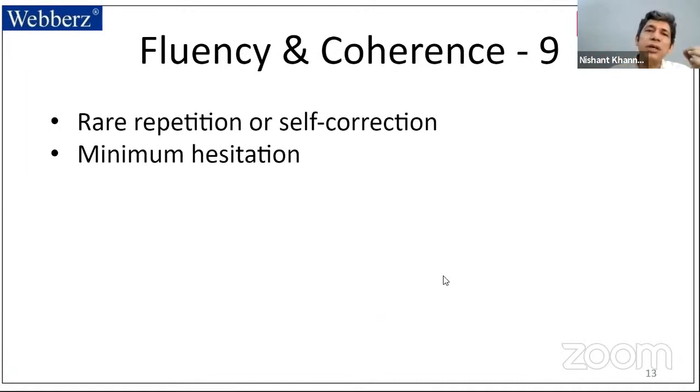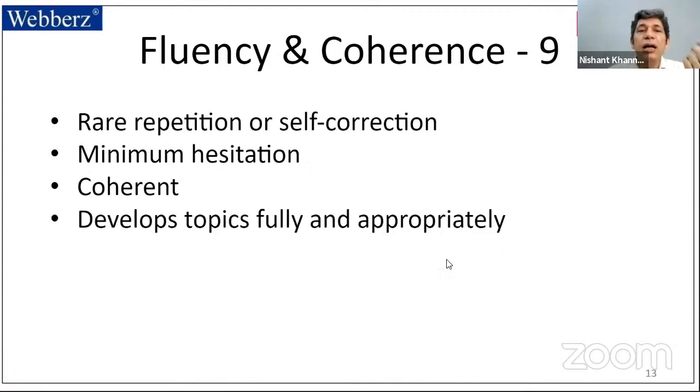The second thing that should be there is minimum hesitation. For example, if you keep speaking, I am going to the market, there is this repetition, there is self-correction, and you can feel the hesitation. You should have minimum hesitation, rare repetition, and rare self-correction. That is the meaning of a 9-band score. Coherent means it should make sense, what you're speaking. Now, the topic which is given to you, you should develop it properly, appropriately, fully. That will get you a 9-band score.